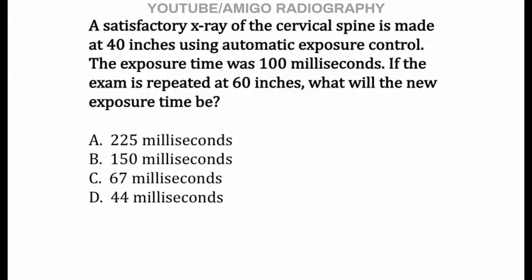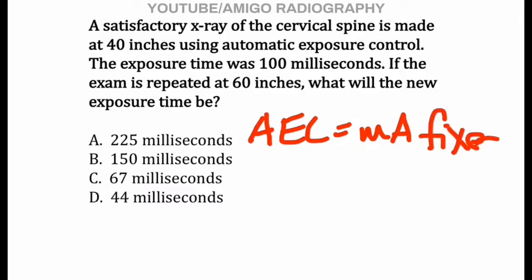Here's another sample problem. A satisfactory x-ray of the cervical spine is made at 40 inches using the automatic exposure control. That's the AEC. The exposure time was 100 milliseconds. If the exam is repeated at 60 inches, what will the new exposure time be? The interesting thing about this question is it does use AEC. And we have to remember with AEC that the mA is fixed. The mA is fixed, and it's the exposure time that does change.